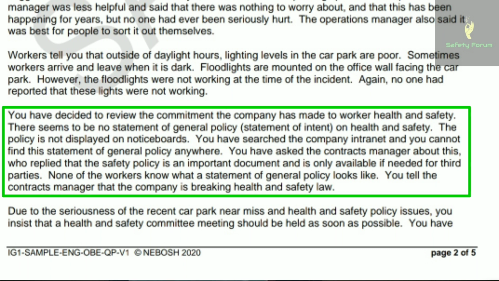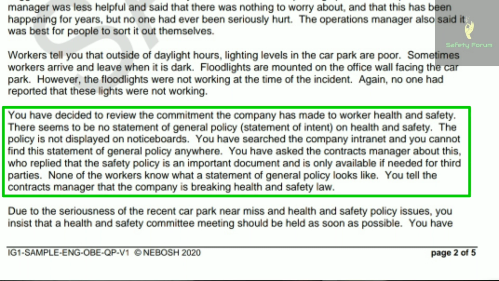Then you ask the contract manager. They said policy is a very important document. Yes, he agrees, but what he's saying is it is only needed for third parties, just to show. So from this statement, you can understand how much importance these people are giving to health and safety in this company, right? You can understand what is the level of health and safety culture, which is not acceptable, right?